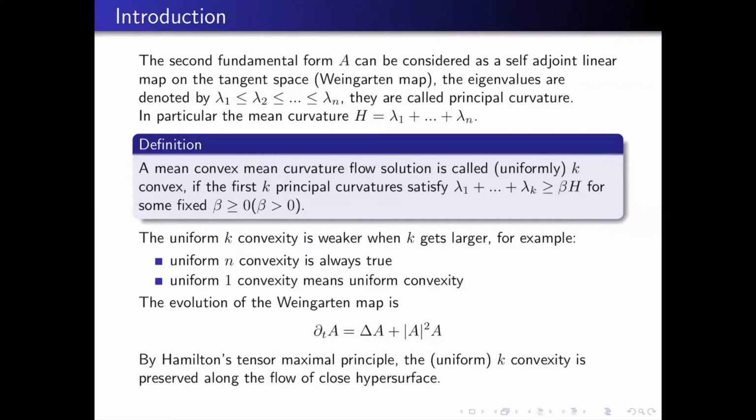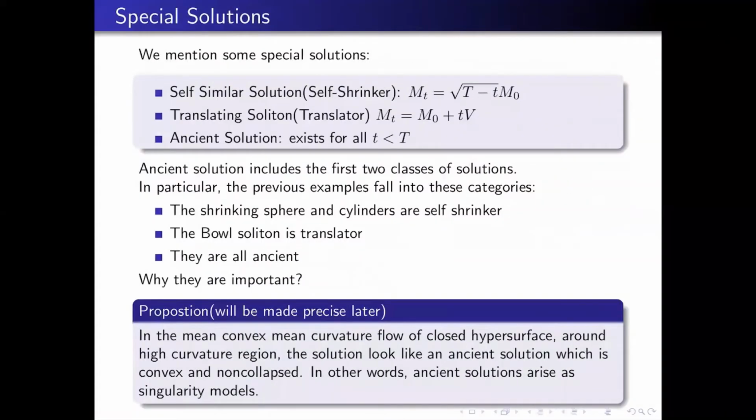So far, we have discussed some preserved properties of the mean curvature flow of closed hypersurfaces. Then we want to go to some special solutions. The first one we want to mention is the self-similar solution. They satisfy this property, which means that they shrink homothetically.